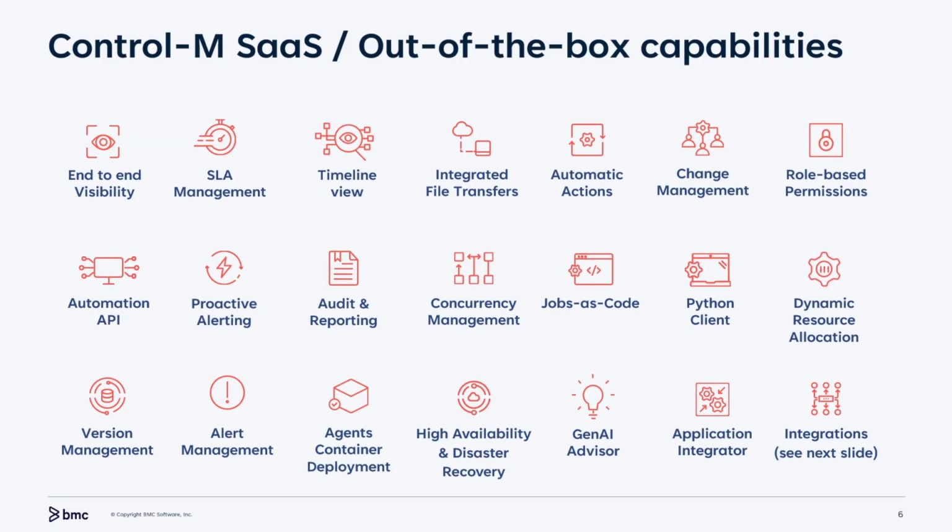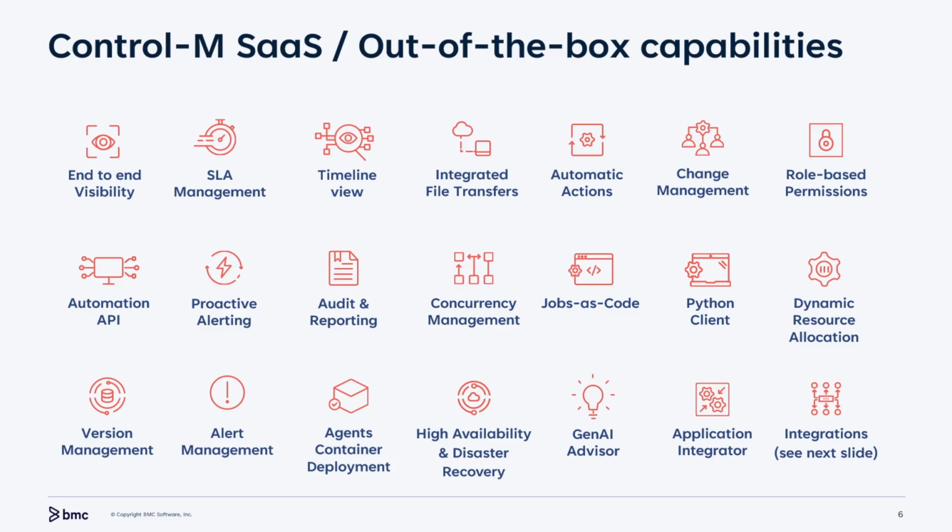Out of the box, Control M SaaS tenants come with a wide range of built in capabilities designed to provide visibility, governance, and operational control across all workflows. For example, we have SLA management, which allows teams to monitor workflows as business services, not just individual jobs, tracking whether critical processes complete on time and identifying risks early. We also have role based permissions, which enable clear user segregation, ensuring teams only have access to the jobs, folders, and actions relevant to their responsibilities, improving both security and governance in your organization.